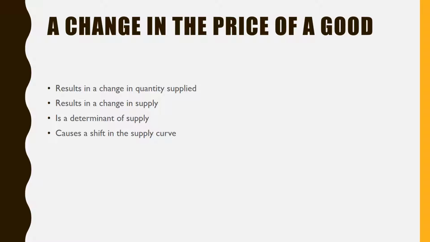It will result in the change in quantity supplied, results in a change in supply, is a determinant of supply, or causes a shift in the supply curve. Okay, first we've got to remember back when I was talking, the change in the price of the good will only change quantity, either supplied or demanded. So we look for quantity in the answer. Anytime price of a good, quantity. So quantity supplied, this top one is going to be your answer here.